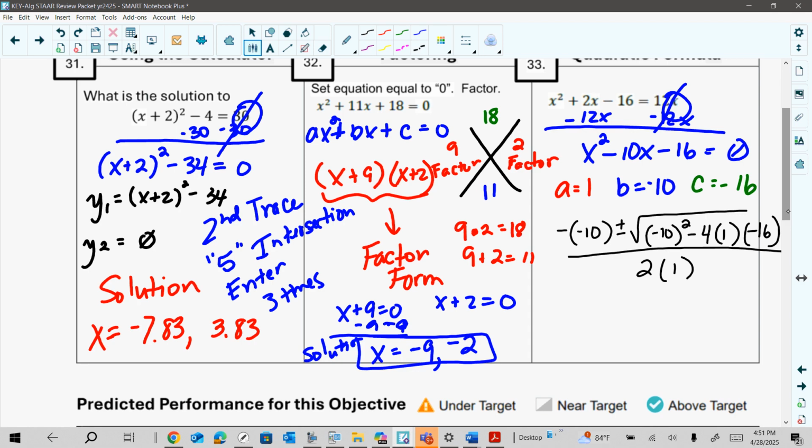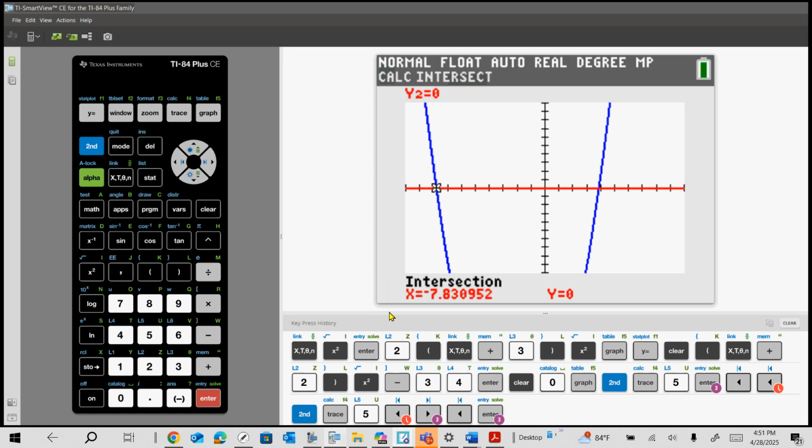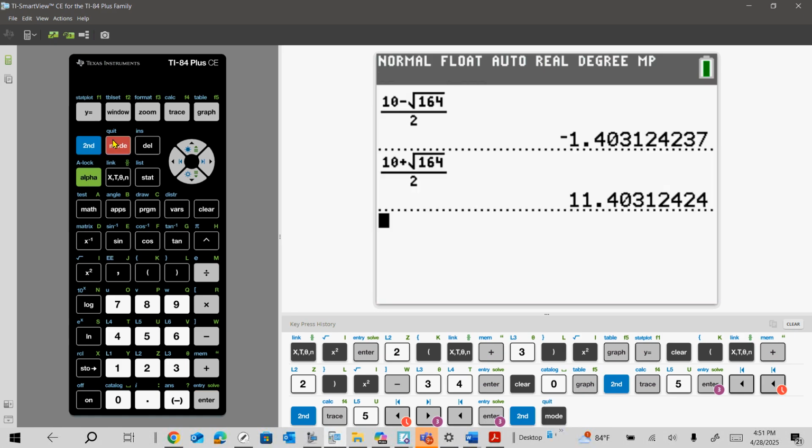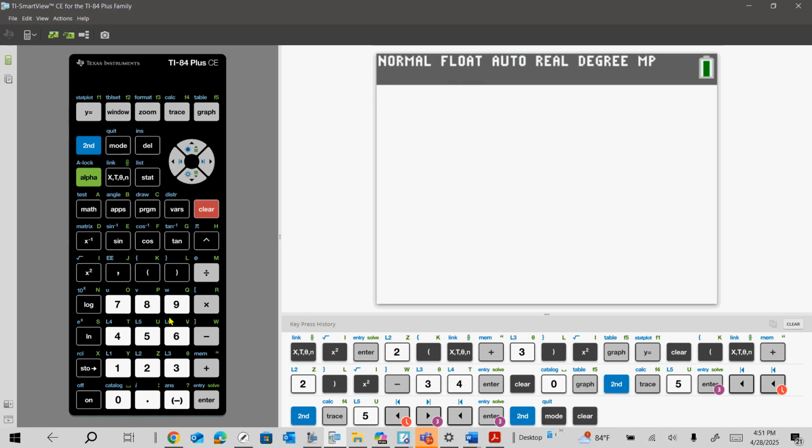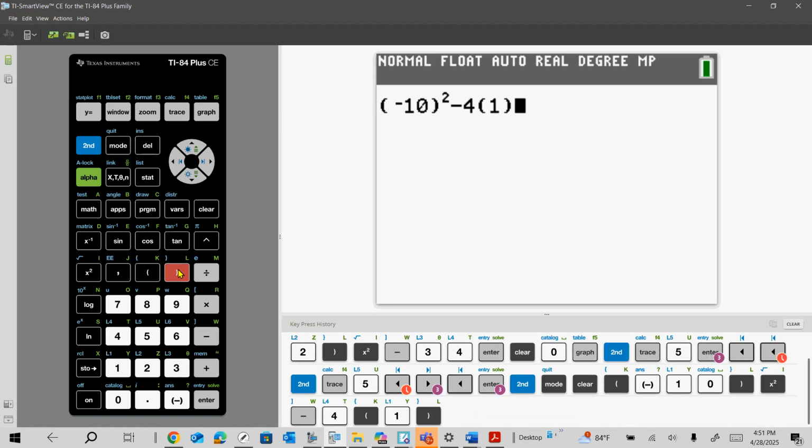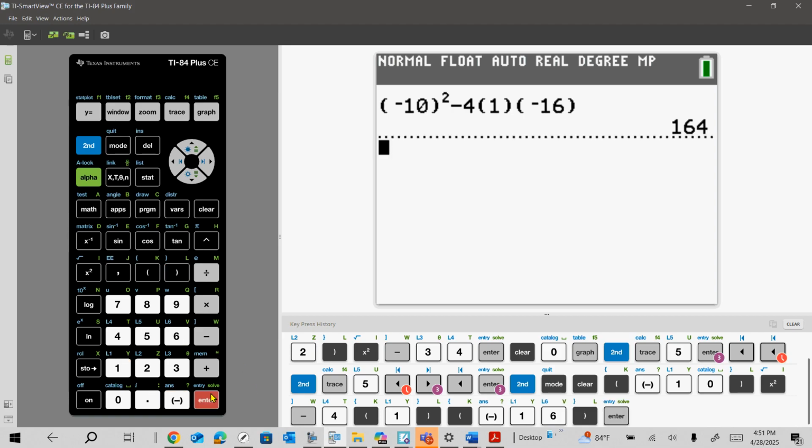All right, so when we simplify this and put this in the calculator, we start off with just putting what we have underneath the radical in the calculator to get that simplified for that root form, okay? So to go to that calculator, we have to hit second quit. That should have turned that off. So I'm going to do parentheses, negative 10, close the parentheses, square it. Then I'm going to have minus 4, parentheses 1, then another parentheses, negative 16. And then we're going to hit enter, and we get 164. So this is what remains underneath the radical.